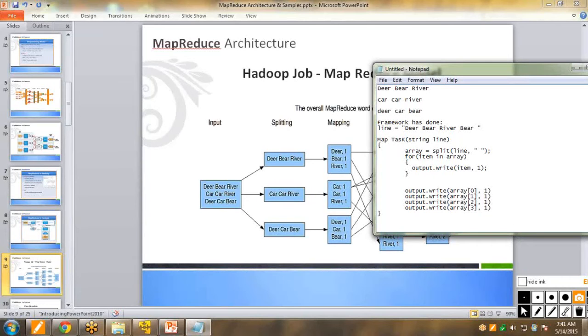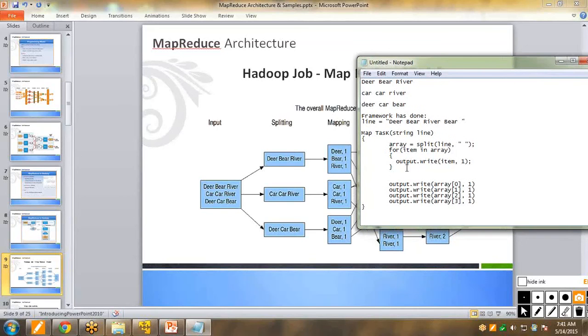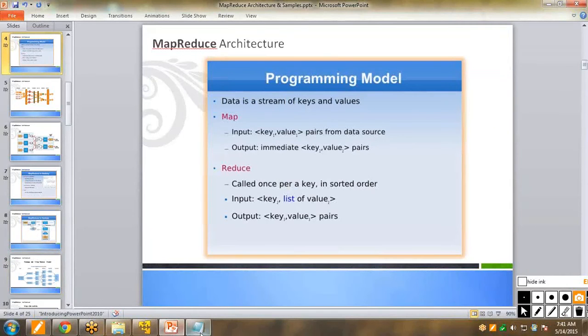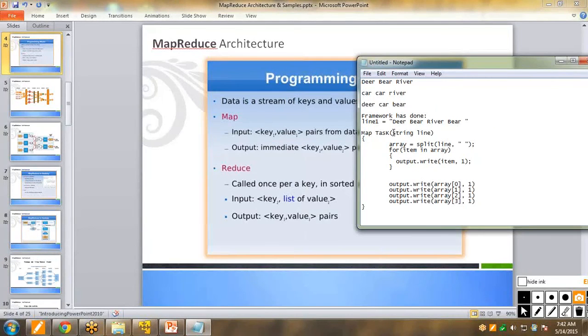Let me take another 3 more minutes. I'll close by 7:45. So the framework has split the text into each line. I have line 1, and we are passing line 1 to the map. But as I said earlier, everything is a key-value input here. Here I'm showing it as a plain value, but this is not the case. What it does is send it like this: string value.